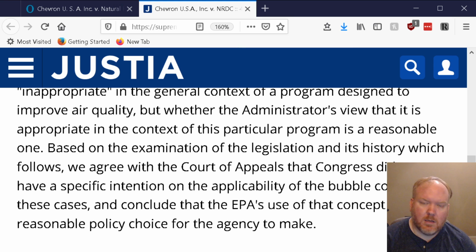In other words, the executive gets to define what the law is, not the judicial branch.